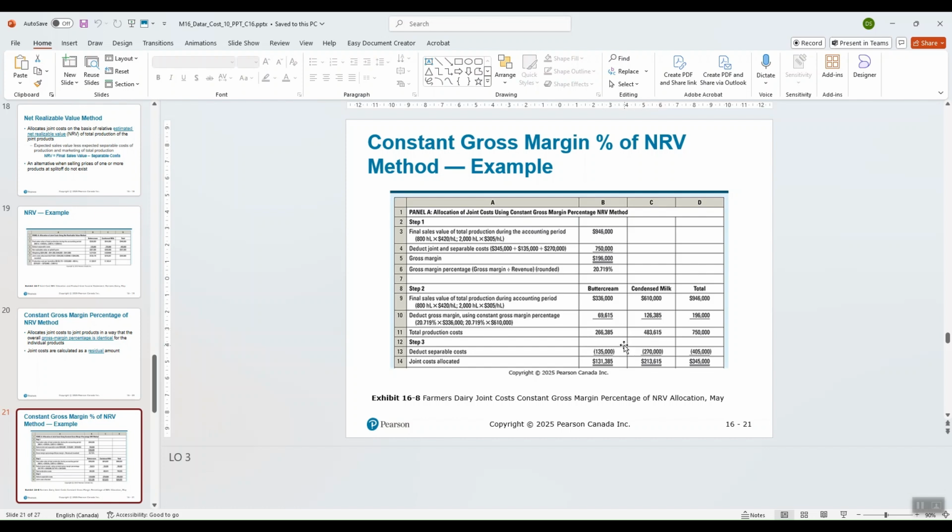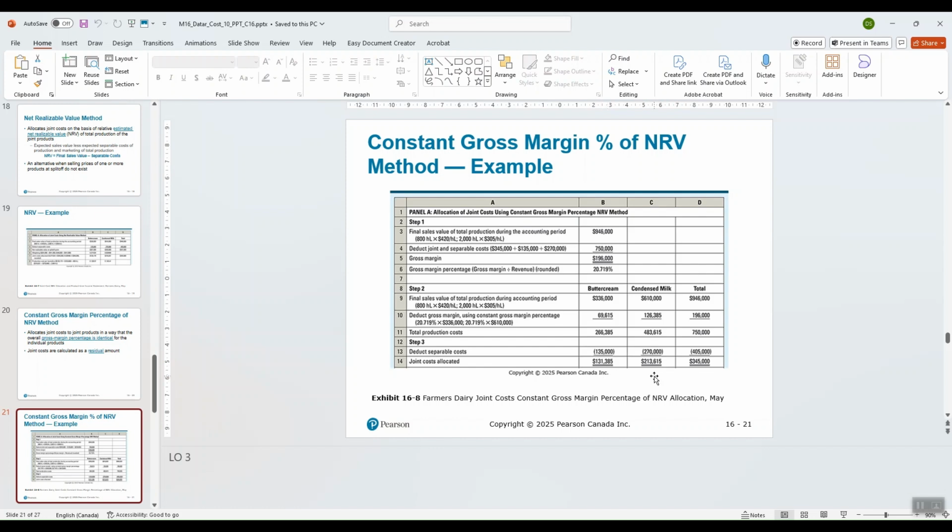Once we know that cost, you can separate what was the deductible separate cost, because we know how much was spent on each of these lines. So from 266, which is the total cost we estimated, we take out the separate cost that was spent for the department. Once we take that out, that gives me an amount which is the joint cost that we allocated to the product.